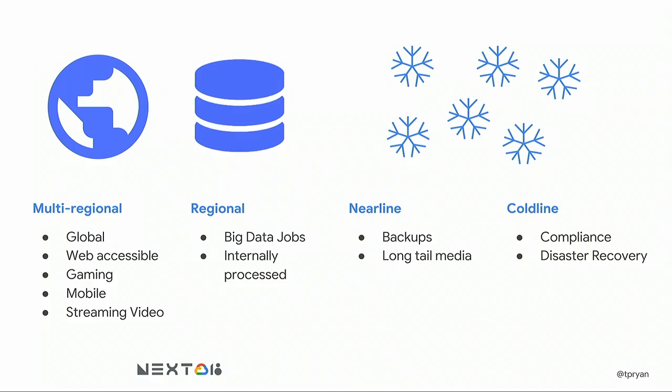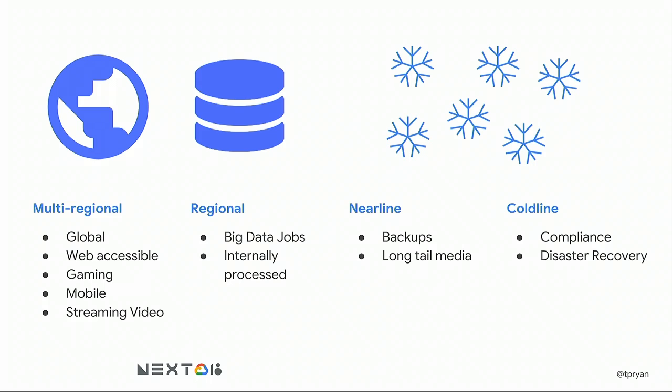What are those different types? Well, we'll start with multi-regional, which is globally available storage. This is for stuff that you want to push out as close to your users as possible, like web content, videos, or mobile stuff. You want it to be as close to your users as possible when they go to get it. As opposed to regional, where what you're trying to do is keep it as close to the processing as possible.